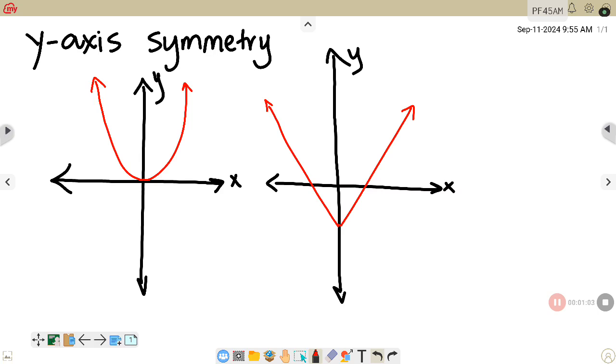Now, looking at y-axis symmetry. Graphs like this are said to be symmetric with the y-axis. So, if we folded each of these graphs along the y-axis, you will notice that the parts on the left of the y-axis and the parts on the right of the y-axis will lie on top of each other. So that's what y-axis symmetry will look like.